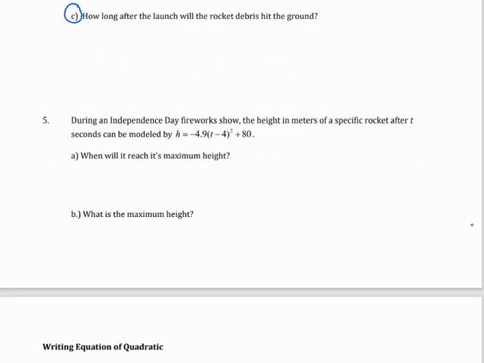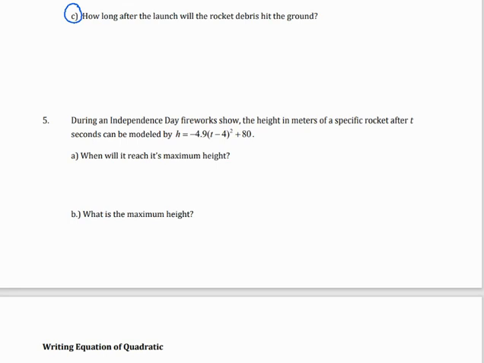Number 5 continues on with a fireworks show. And this time around, they give us an equation, and that equation is in vertex form. So we're not using our equation from up above. This equation is given this time in vertex form. If you were to FOIL it out, you would see that it would give you standard form that looks similar to our general equation, but because we're talking meters, we see the negative 4.9.